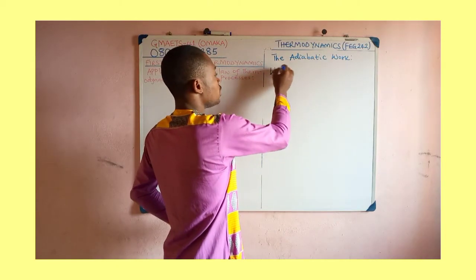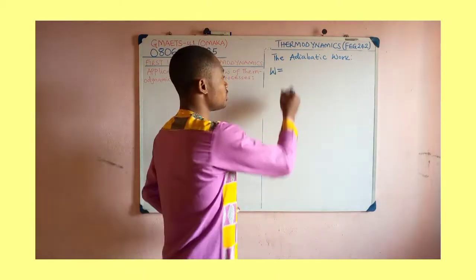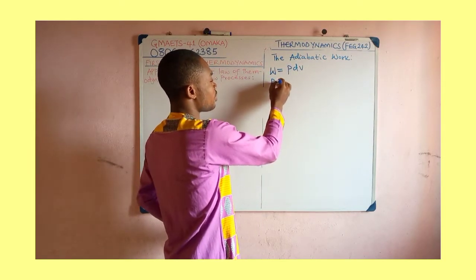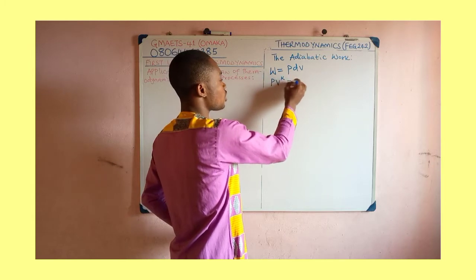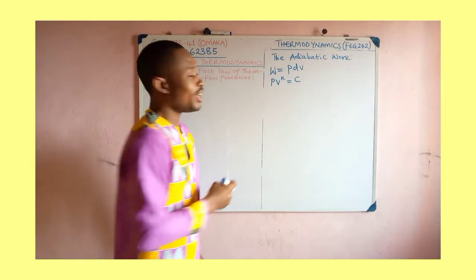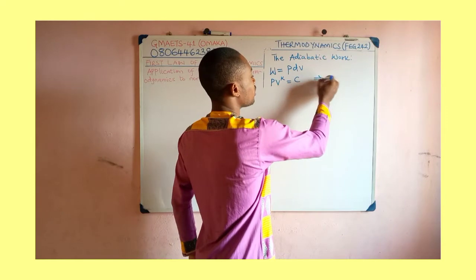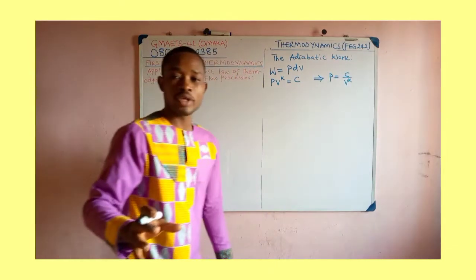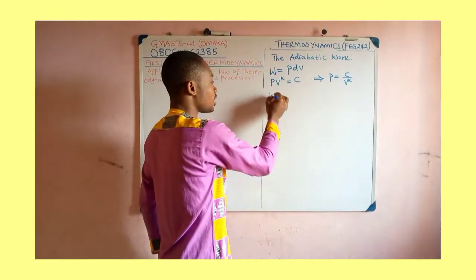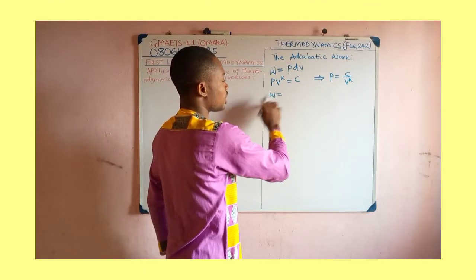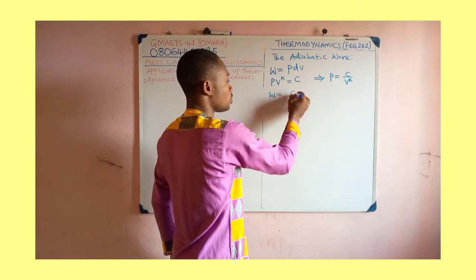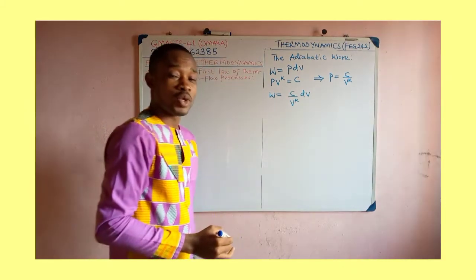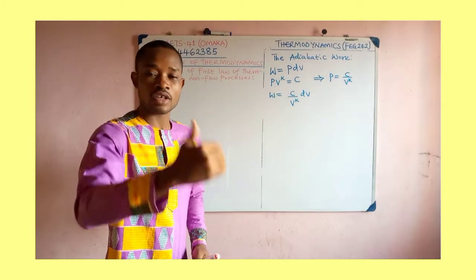Generally, our work for a working fluid is equal to the integral of pressure times dV. And we already established that pressure times V raised to the power K is equal to a constant, let's say C. If I make P the subject of the formula, it's going to be the constant divided by V raised to the power K. So we'll go to this work formula and substitute for the adiabatic work. In place of P, we put C over V raised to the power K, everything times dV. We shall now integrate from initial to final volume.